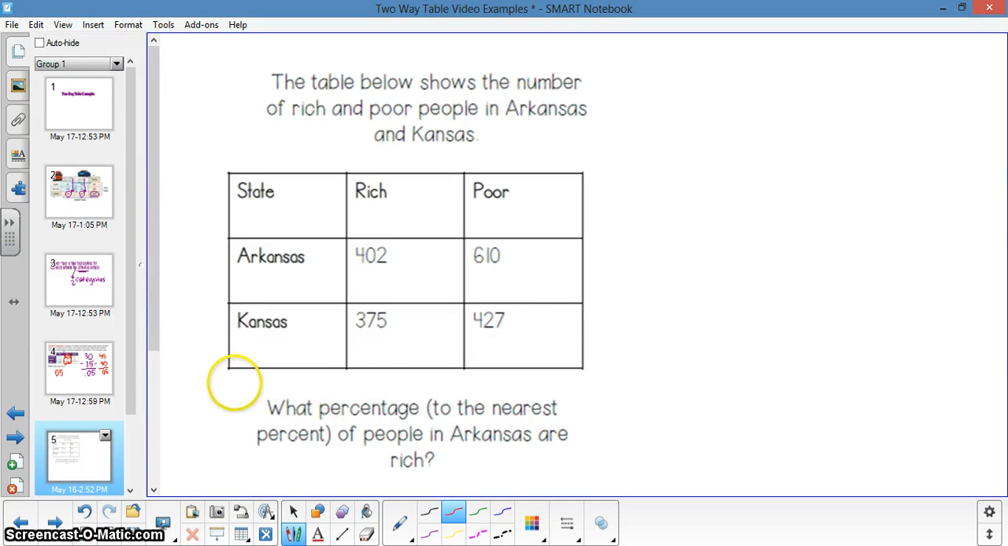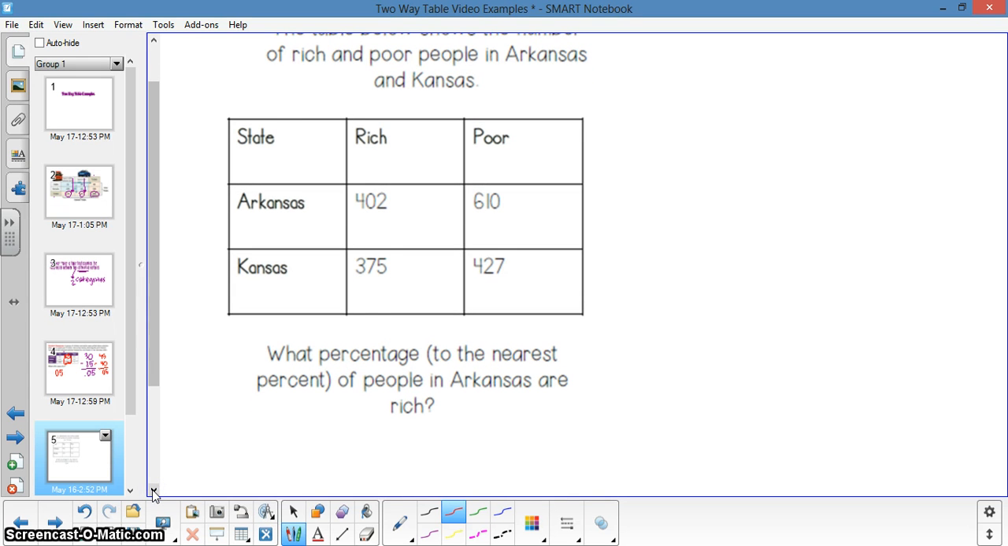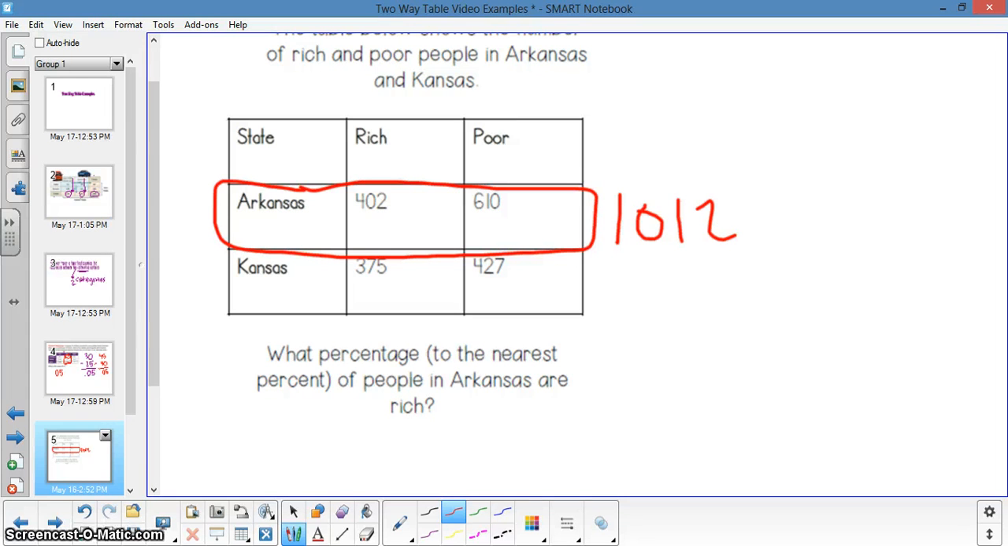Here is a table that shows the number of rich and poor people in Arkansas and Kansas. So states versus rich and poor are my two categories. What percent to the nearest percent of people in Arkansas are rich? Well, I see I don't have totals, but I'm only going to get totals of what I need. And in this case, I need totals of Arkansas because it wants to know the percent of people in Arkansas who are rich. So my total of people surveyed from Arkansas was 1,012.